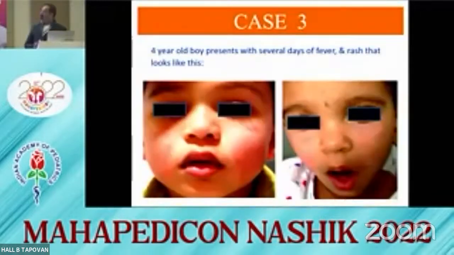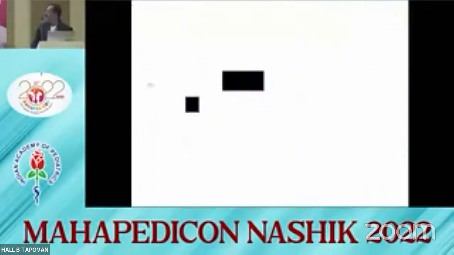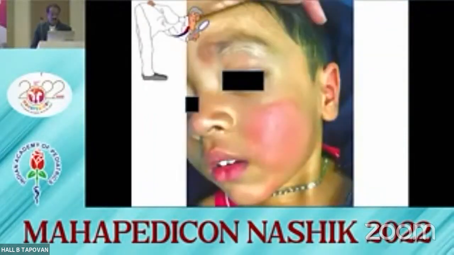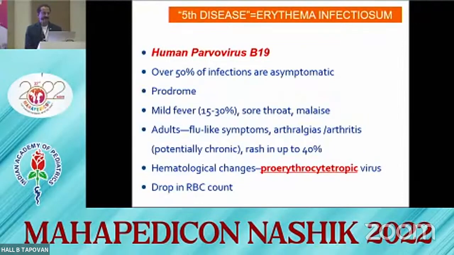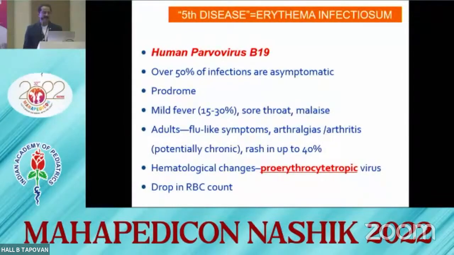A 4-year-old child had a rash over the face. I'll show you another picture. What is this? You can see the redness, the slapped cheek. What is the condition? Yes, parvovirus infection, what we call fifth disease or erythema infectiosum. Parvovirus is a pro-erythrotropic virus, so it can cause complications, especially in patients with hematological conditions like thalassemia. It may flare up aplastic anemia and so on.